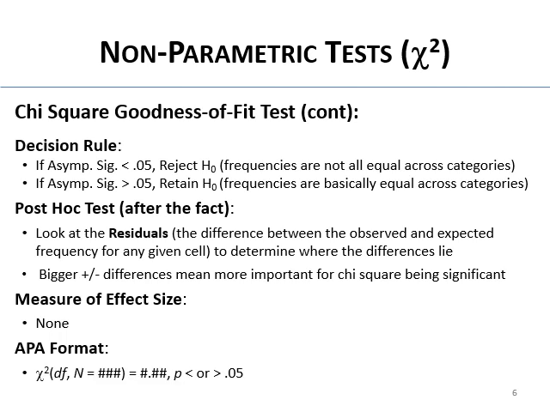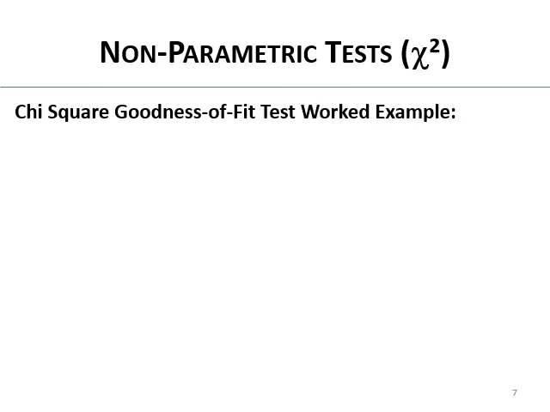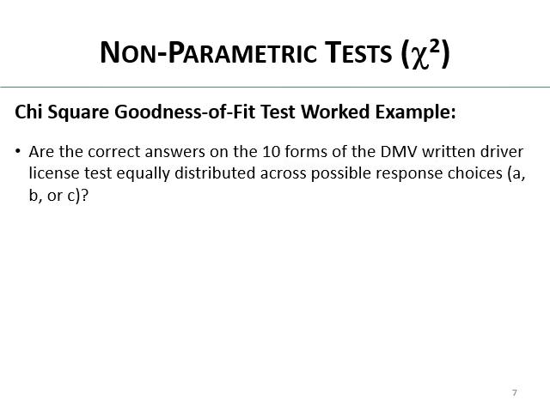APA format, chi-square, you can use x squared if you can't find it when you're writing it up, but basically there it is: degrees of freedom, total sample size is n, chi-squared to 2 decimal points, p less than or greater than 0.05. All right, pretty straightforward. Let's go ahead and do one of these.